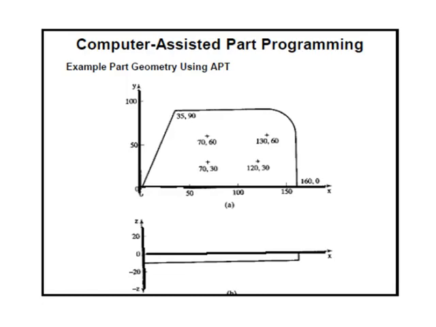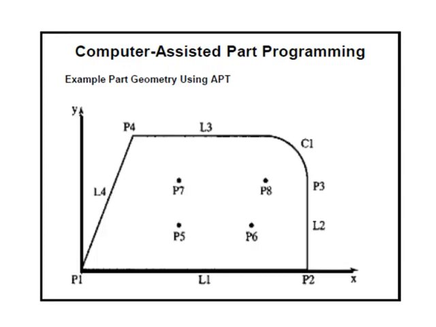For example, for this particular geometry, or for this machining operation, we are going to see how to write the part programming. Okay, so this is 0 comma 0, this is 160 comma 0, this is 160 comma 90, this point is 35 comma 90, and this is 70 comma 30, 70 comma 60, 130 comma 60, 120 comma 30. All the coordinate points are mentioned, and we are going to define all the points.